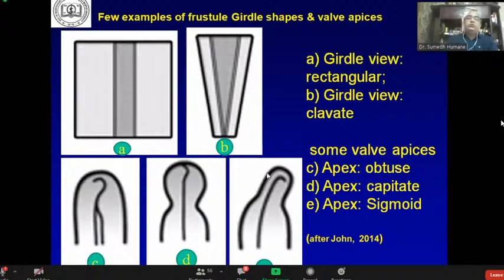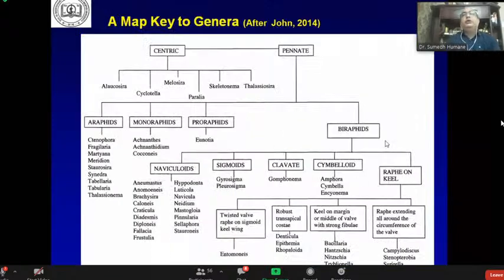Most of you must not know how to identify the diatoms, and most of the students here in the workshop are in that position. So for their benefit, I have included these figures showing how to identify diatoms. Based upon these characters, you can broadly categorize the diatoms into two: one is the centric and another is the pinnate.